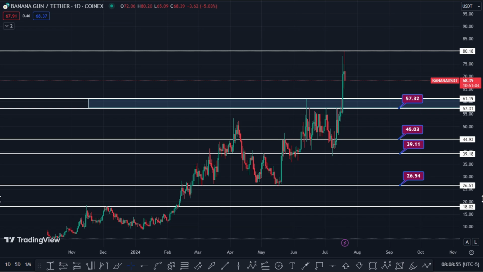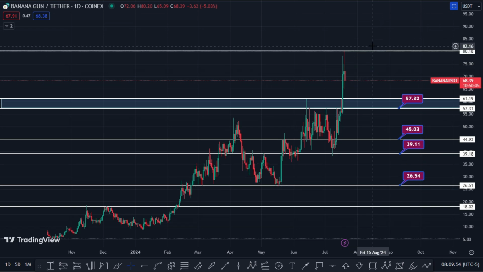Why am I so bearish on Banana Gun? There are some reasons behind this prediction. You can see the volatility, you can see these candles after the Binance announcement. You can see these spikes, and these are fake spikes. Look at these wicks, and these are fake. This is the indication that sellers are heavy now and buyers are weak. Sellers are strong and buyers are weak. That is why I think its price can hit $57, maybe $45, maybe $39, and maybe $26.